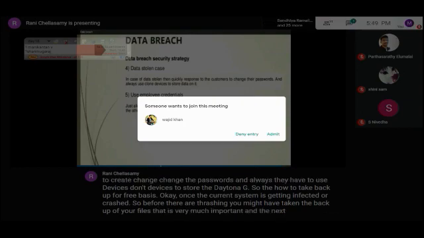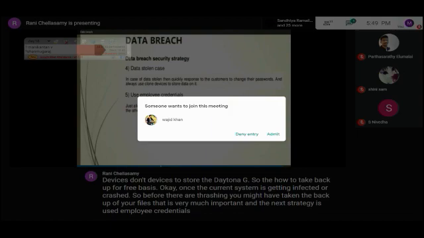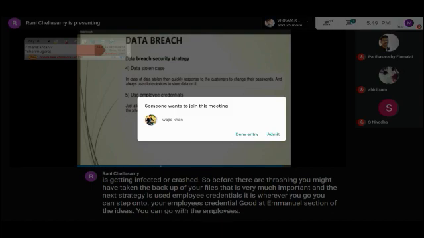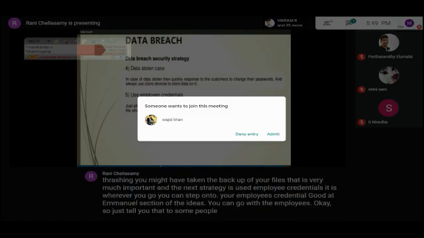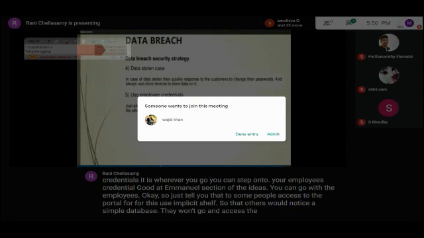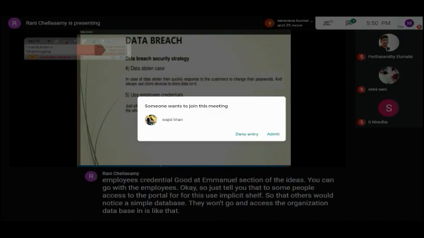And the next strategy is to use employee credentials. Wherever you go, you can use your employee credentials, rather than your personal IDs. Just allow access to some people for the portal, and use the employee credentials so that others would not access the portal database. They won't go and access any organization database like that. Okay.